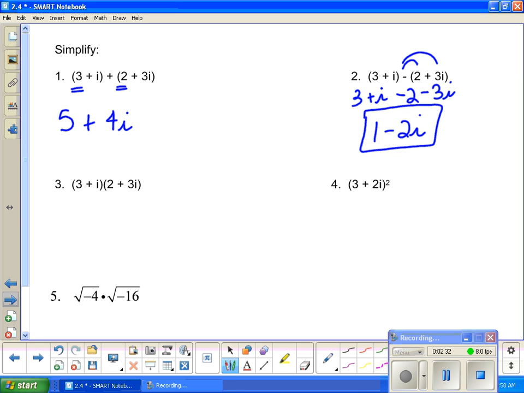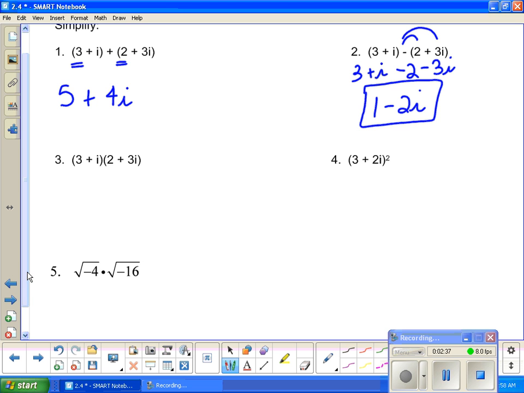We multiply the same way we do with any binomials. Distribute, so that's 6 plus 9i. All right, and then we distribute again. We distribute the i this time here, so it'd be plus 2i. Now 3 times 1 plus 3, i times i is i squared. What do we know about i squared? i squared is equal to -1.